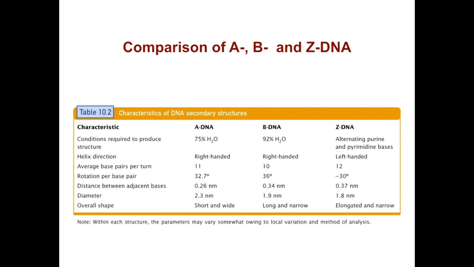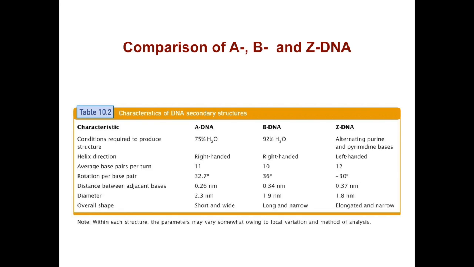And you can see that A occurs in a low percentage water situation. Although the helix direction is the same as the normal form, the B DNA structure, it is slightly more compacted, so you have more bases per turn. And the diameter is a little bit wider. But the distance between adjacent bases is shorter.